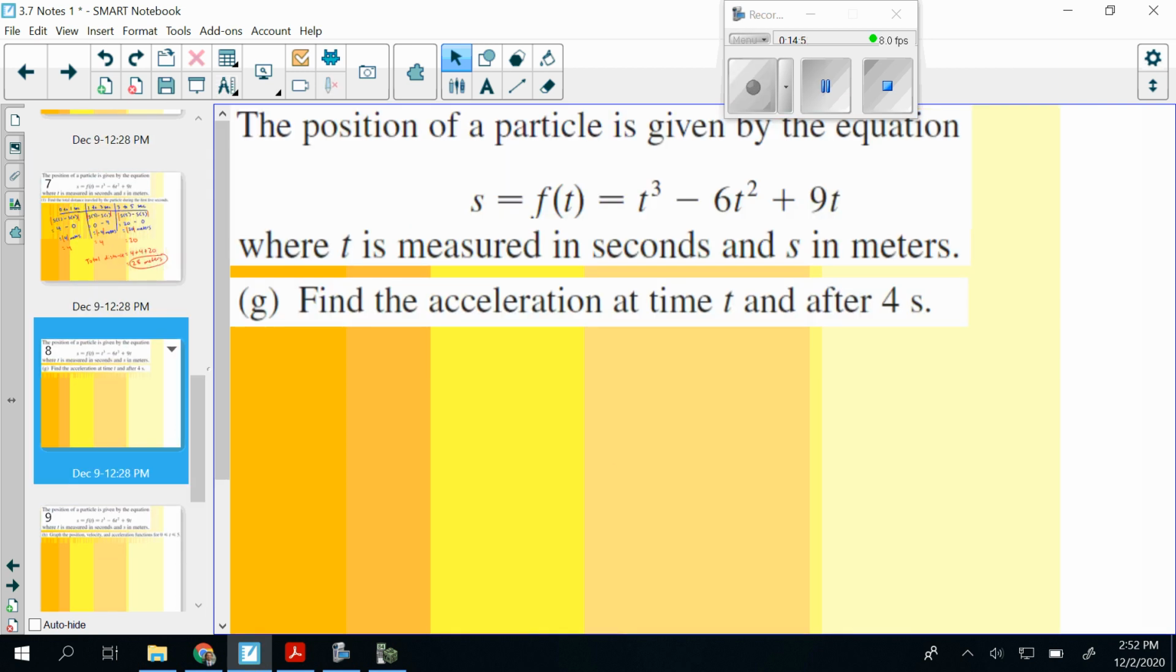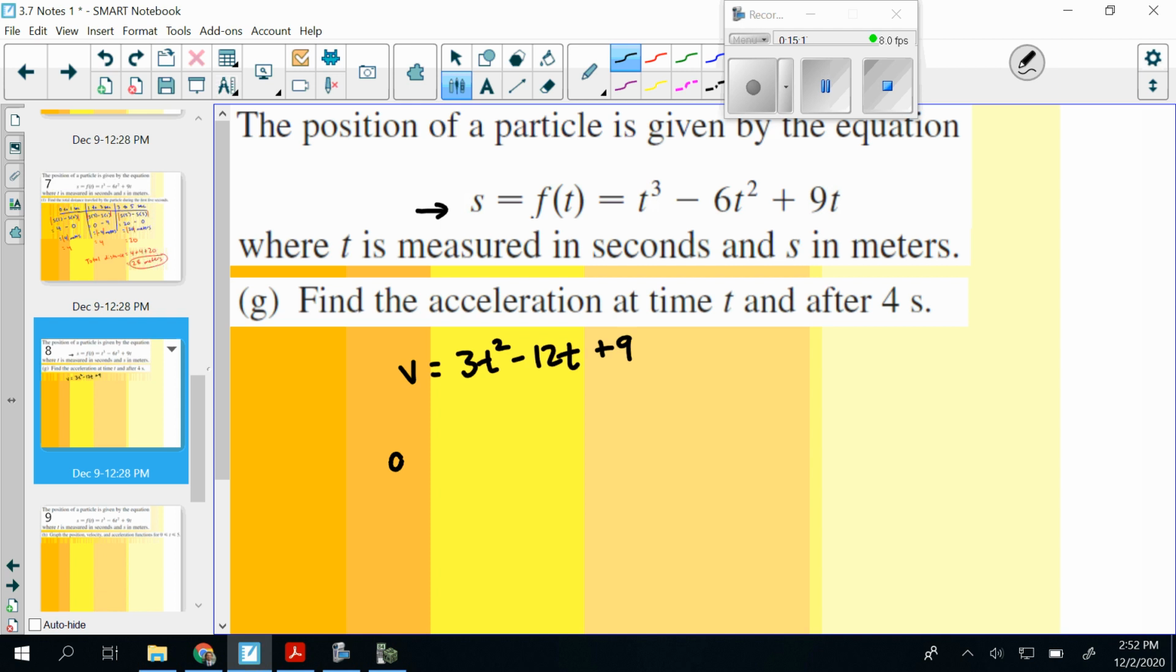Okay, part G, find the acceleration at time t and after 4 seconds. So remember, our rate of change of our velocity here is our acceleration. So here's our function for s up here. We've got our function for v, which we've been using the last few problems, which is this. And now we're going to find acceleration.